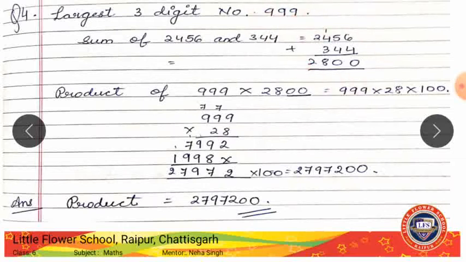999 and 2800. This 2800 we can again use a property and write it as 28 into 100. How is this step beneficial? See, we'll multiply these two numbers and we can directly write, multiply it with 100. A multiplication will become simpler. Multiplying the numbers, then into 100 we'll add 2 zeros, right? So this is our answer. The product is this, 2797,200.